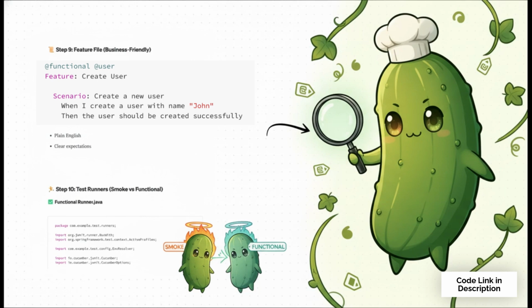Gherkin. Take a look at this user.feature file. It's just English. You've got keywords like feature and scenario to give it structure, but the real magic happens right here, in the when and then steps. See this line, when I create a user with name John? That's not just a comment. That string, character for character, is what links directly to the @When annotation in the Java code we wrote last time. Oh, and notice that @functional tag up top? Keep an eye on that. It's about to become very important.